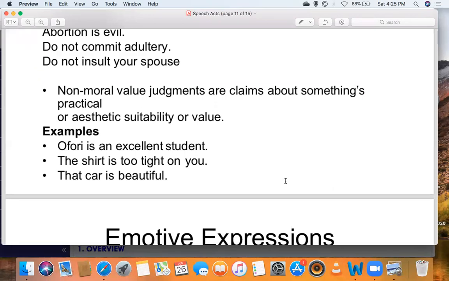And then, that car is beautiful. That car is beautiful. Yeah, Sylvester.